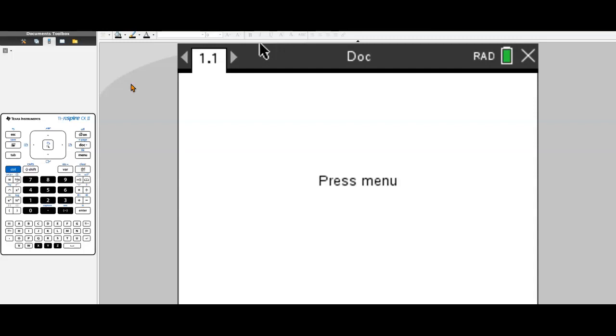So here I have the TI-Nspire student software. If you are using a TI calculator, you will be able to follow this lesson. I'm going to show you 3 different ways to find the roots of a quadratic equation using the TI-Nspire.